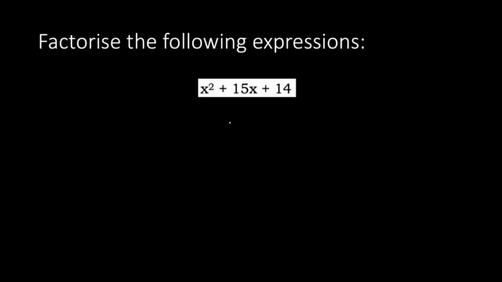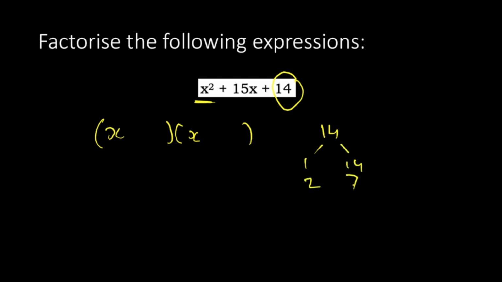On to this one, x squared plus 15x plus 14. Again, you have x squared with 1. You put the brackets down first, x and x, and then you look at the numbers term, so 14, and you find all the factors that you can multiply to form 14. So 1 and 14, 2 and 7, and of course minus 1 and minus 14, and minus 2 and minus 7.